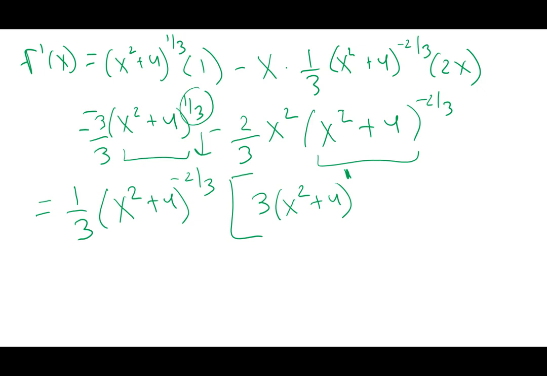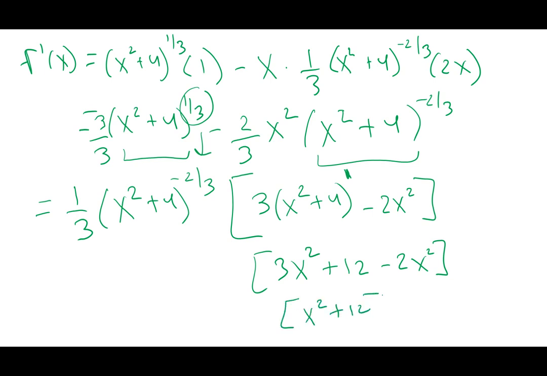So 3 times x squared plus 4, then minus, you took out 1/3, you took out x squared plus 4 to the negative 2/3, so all you're left with is negative 2x squared. Inside of the brackets here, that's going to give me 3x squared plus 12 minus 2x squared. Clean that up a little farther. That's going to give me x squared plus 12. So right now I'm looking at 1/3 times x squared plus 4 to the negative 2/3 times x squared plus 12.